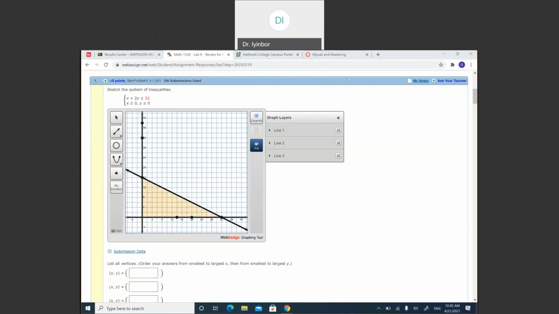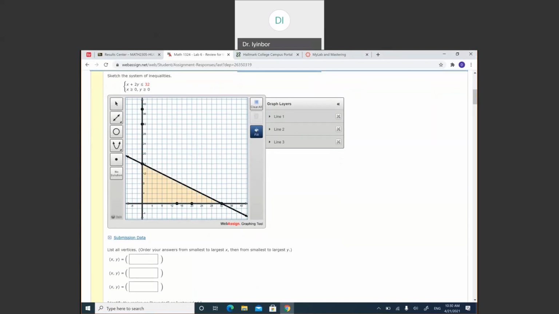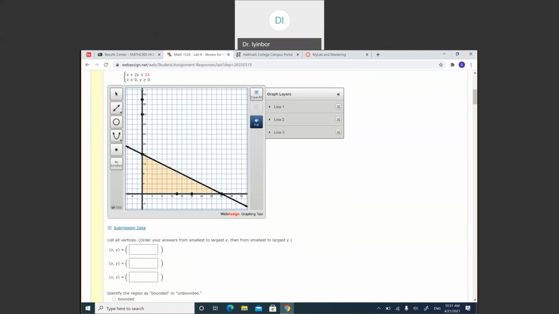So here you go. When you click inside, you're going to shade the area. It's going to look like this. So that's all you have for the graph. That's how you graph the inequality. And then you have to get the vertices. So the vertices are the coordinates of those 3 points.